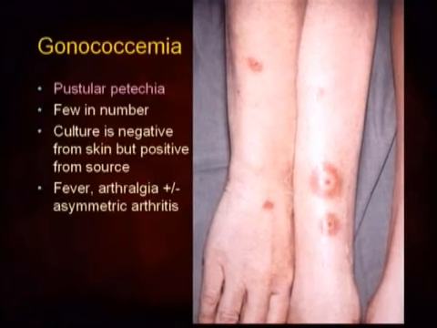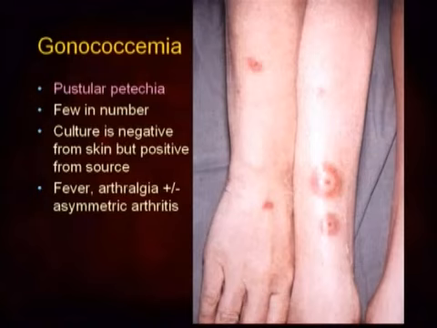Now, in gonococcemia, patients have pustules as well, but they are associated with petechiae. And they are few in number, maybe not more than a dozen or so on any one patient. So pustular petechiae is kind of a key thing to think of when you think about gonococcemia. If you do a culture from one of these pustules, it's generally negative, but if you go to the source, a genital culture, that will be positive for gonorrhea.